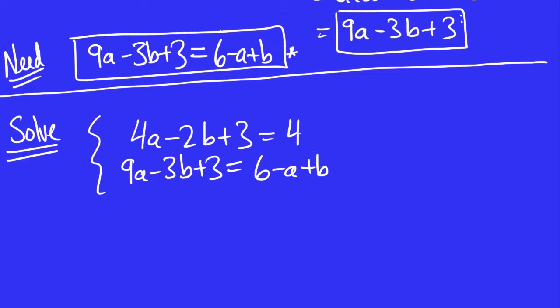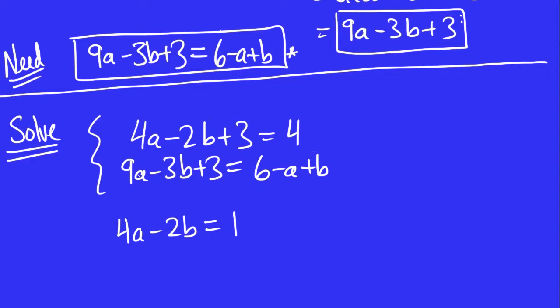Well, why don't we clean it up first? Let's line up the a's and b's, and let's bring all the numbers to the other side. For this first one, I'm just going to recopy the 4a minus 2b. But I'm going to bring this plus 3 to the other side. It becomes a minus 3. 4 minus 3 is 1. So the first equation looks like that.